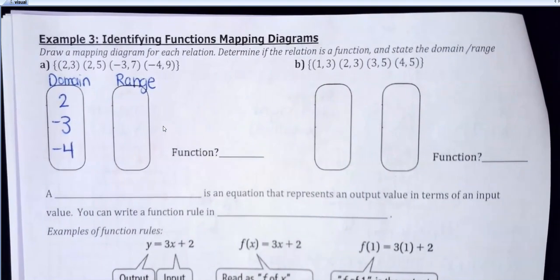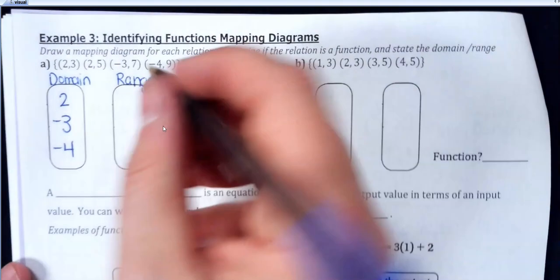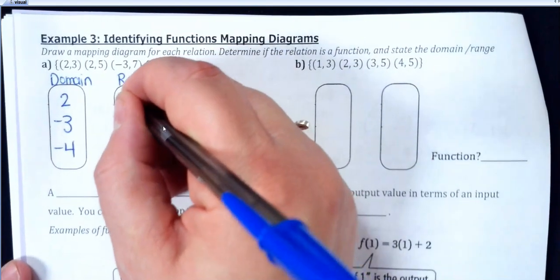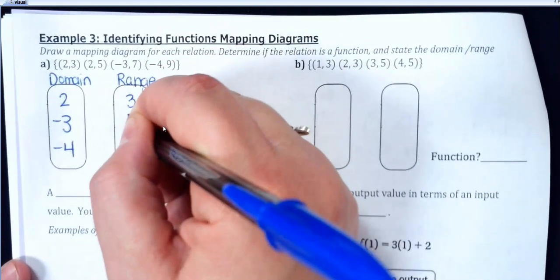Then you're going to go through there and you're going to write down for the range the different y coordinates that you have, and they're all different for this question. You have 3, 5, 7, and 9.